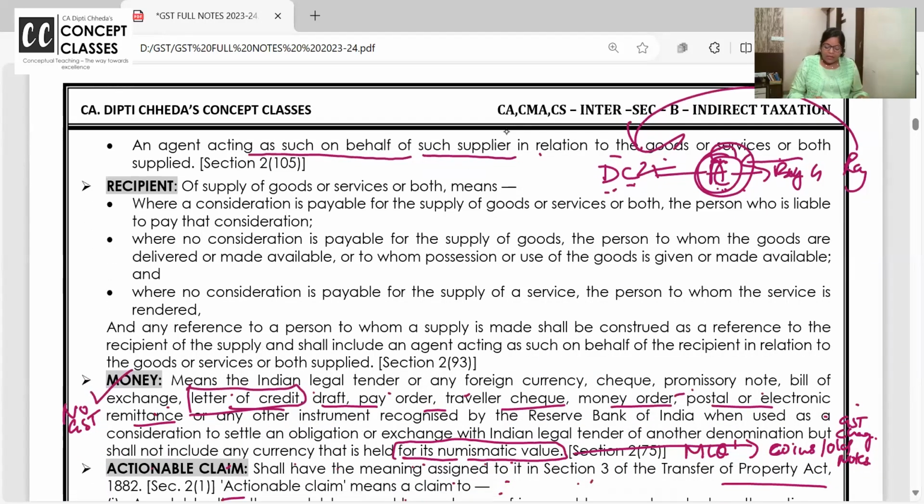Recipient. Recipient of goods means, where a consideration is payable for supply of goods or services, the person who is liable to pay the consideration. You are the recipient if you are liable to pay me the sale value of goods and services. Who am I? Supplier. Where no consideration is payable for supply of goods, the person to whom the goods are delivered or to whom possession or use of goods is given or made available.